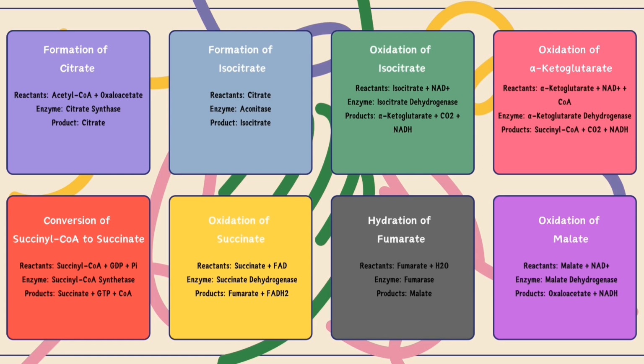In the fifth step, succinyl-CoA is converted to succinate, catalyzed by succinyl-CoA synthetase, producing guanosine triphosphate GTP, which can readily be converted to ATP and coenzyme A. Succinate is then oxidized to form fumarate in the sixth step, with the enzyme succinate dehydrogenase reducing flavin adenine dinucleotide FAD to FADH2. In the seventh step, fumarate is hydrated to form malate, catalyzed by the enzyme fumarase.